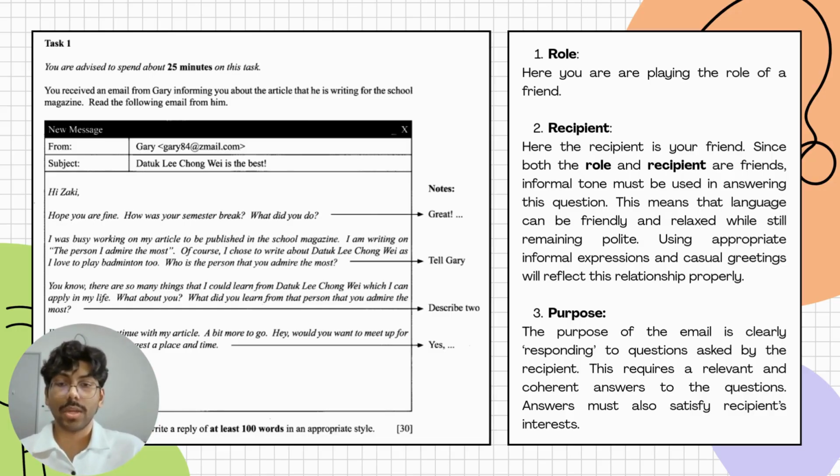Since both the role and recipient are friends or classmates, you must choose an informal tone for your answer. That means the language can be friendly and relaxed while still remaining polite. As for the purpose, if you continue reading, you'll begin to realize that the purpose of the email is clearly responding to the recipient's questions. So stay relevant and coherent to the question to get a good score on task 1.